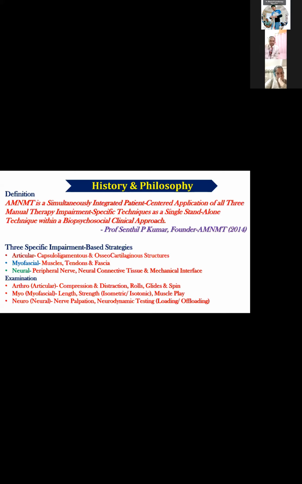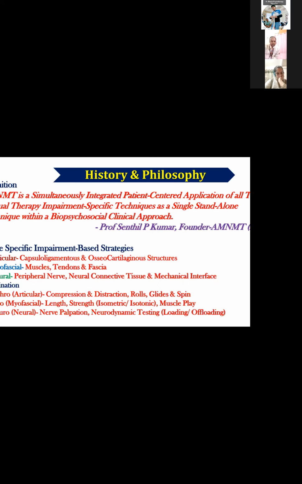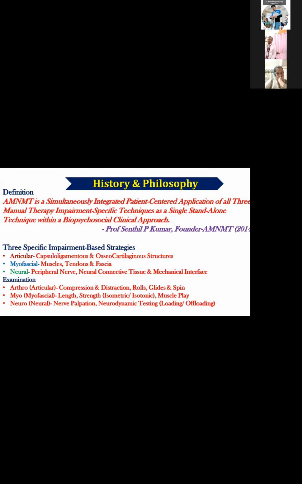Capsulo-ligamentous structures and the osteocartilaginous structures are included in the articular. Muscles, tendon, and the fascia are included under the myofascial. And the peripheral nerve, the nerve connective tissue layers like epineurium, perineurium, and endoneurium, and also the structures next to the nerve, like piriformis for the sciatic, or tibialis posterior for the tibial nerve, for example. All these are mechanical interface. Even a tarsal tunnel for the tibial nerve. Everything is a mechanical interface, which is the retinaculum, a deep fascia.